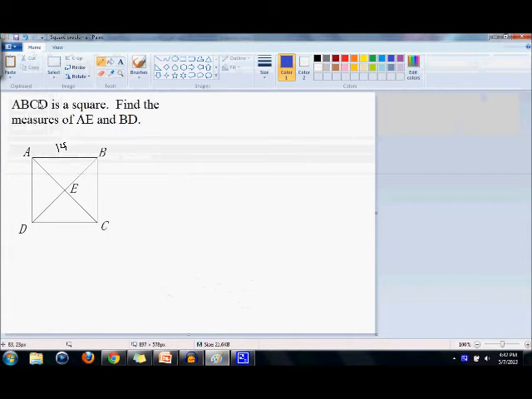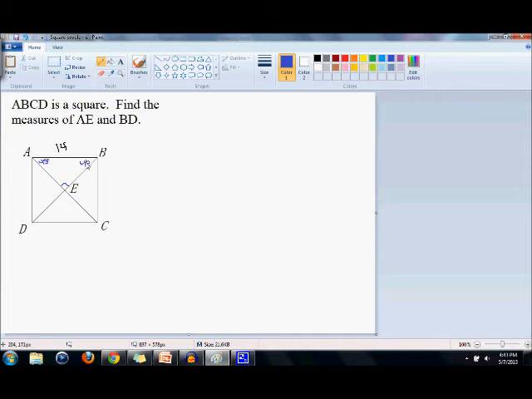ABCD is a square. Find the measures of AE and BD. Okay, so since it's a square, we know that the diagonals are perpendicular, so you can say that's the right angle, and all of these other angles are right angles. Since it's a square, you know that these are bisected, so this is 45 degrees.